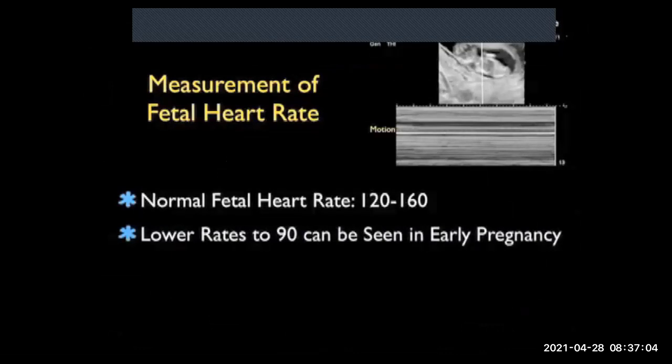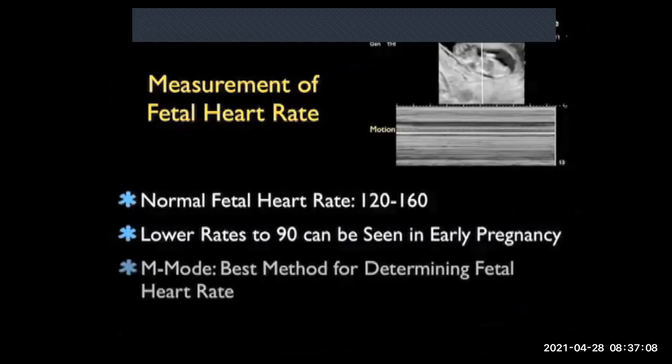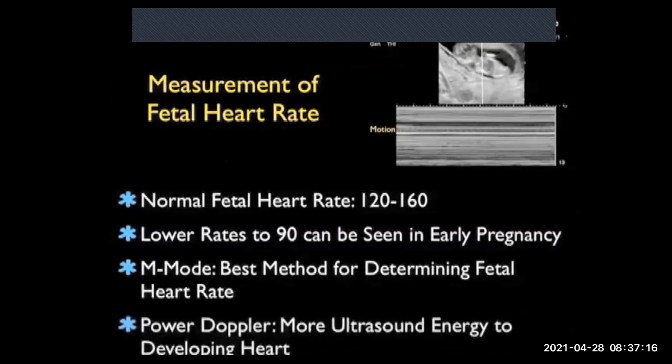Now, normal fetal heart rates will range from 120 to 160 beats per minute, but lower rates down to 90 beats per minute can be seen in early pregnancy, in the early parts of the first trimester. M mode is the best method for determining fetal heart rate. Power Doppler, in contrast, gives more ultrasonic energy to the developing heart. Thus, M mode is the preferred way of measuring the fetal heart rate at this time.